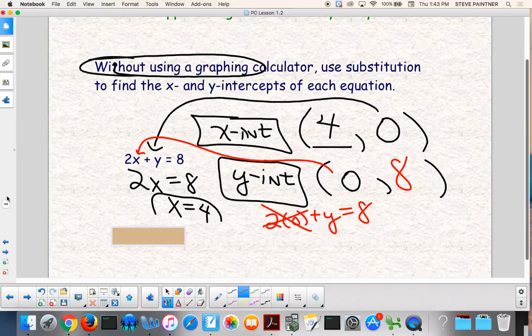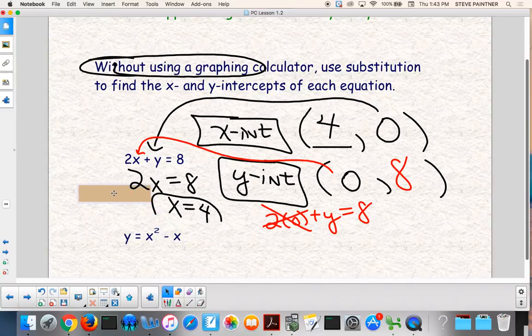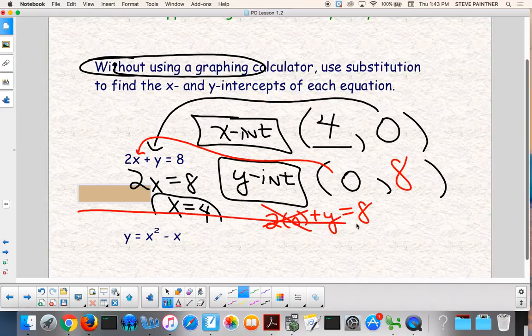Good? Okay, there's one more right here. I kind of boxed it off on you. Do another one. Here we go. This is more for you, not me. Okay, try that one. y equals x squared minus x.